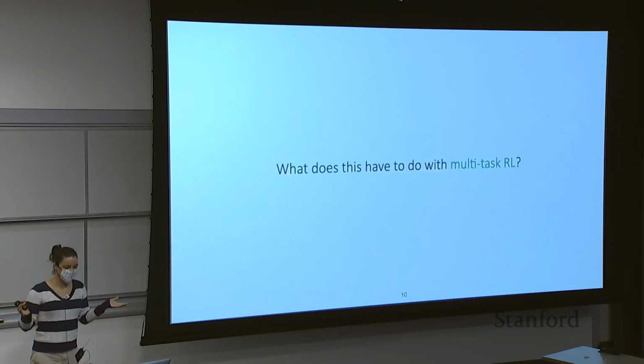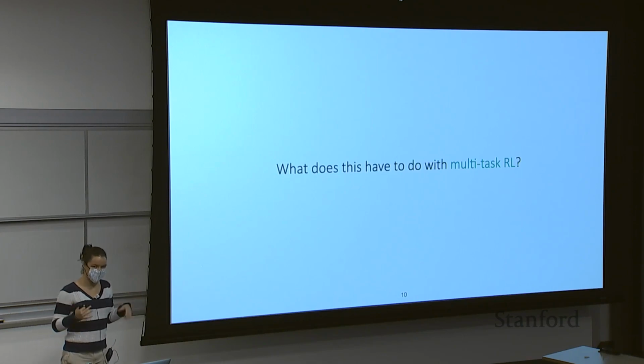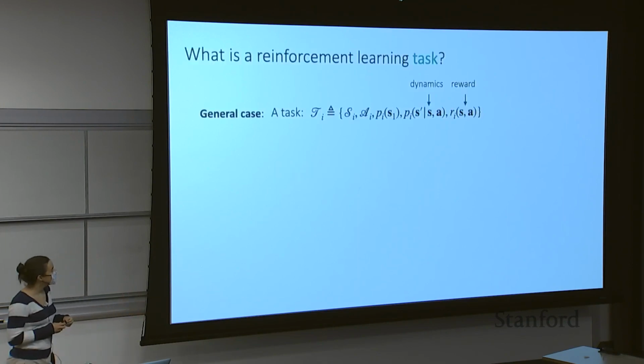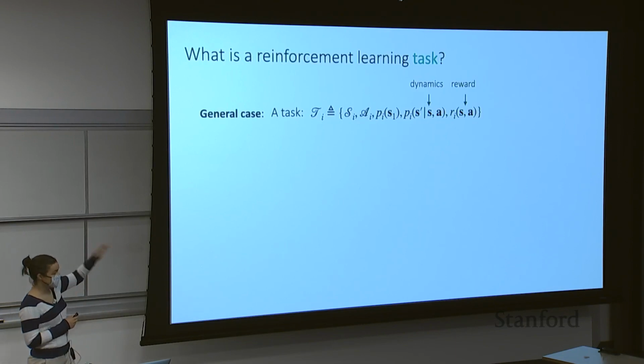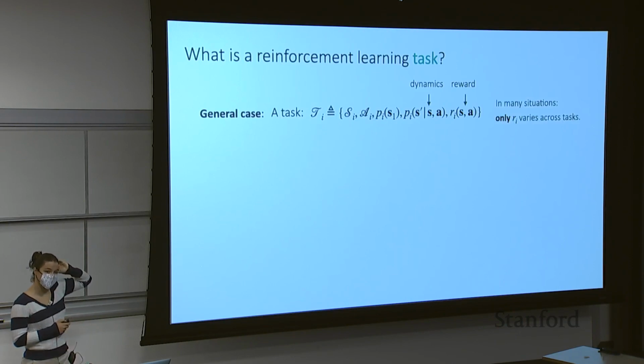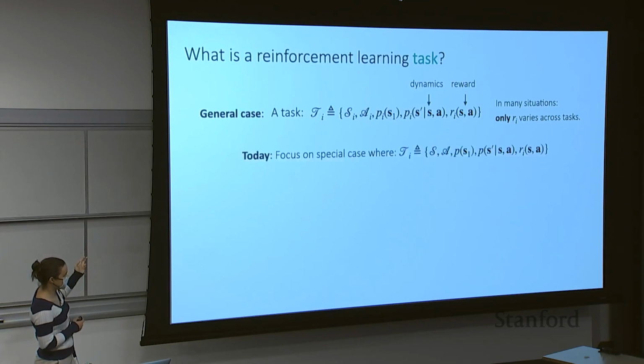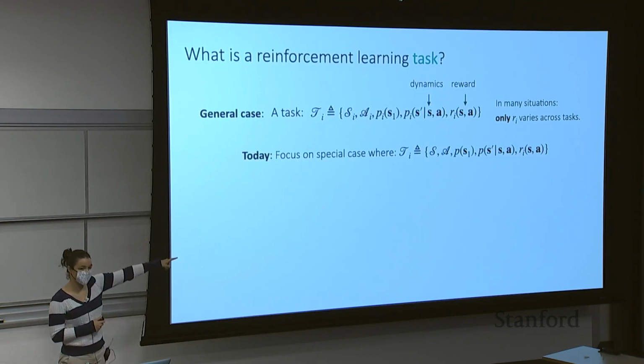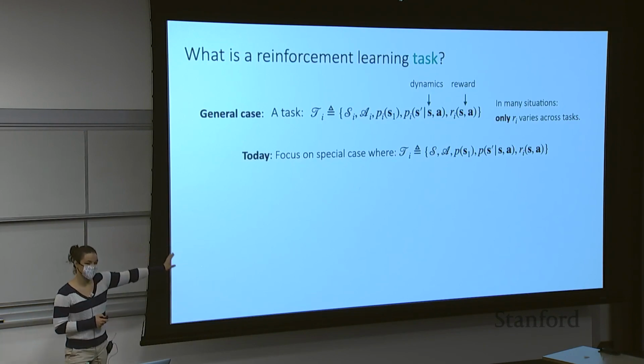So what does this have to do with multitask reinforcement learning? One thing that's really nice about model-based RL is that there is a special class of multitask RL problems that it is actually quite amenable to, which is that in the general case, we consider tasks that look like this. But in many situations, only the reward function is going to be varying across tasks, and you'll have the same state space, action space, and dynamics. And really today we're going to be focusing on this special case where each task corresponds to something like this, where you notice that only the reward is indexed by i, and all of the other aspects of the task are shared across all of the tasks.